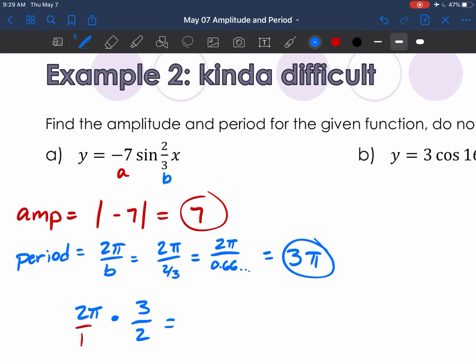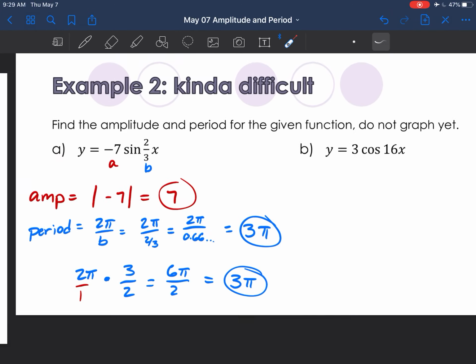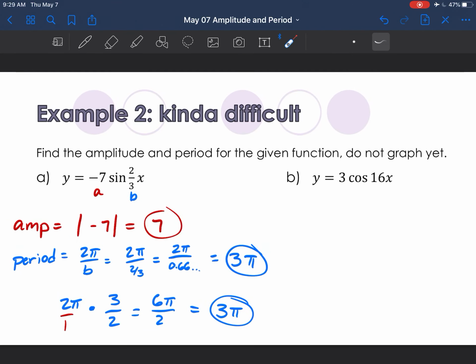So 2 pi times 3 is going to be 6 pi, and 1 times 2 is 2. Divide it, and you get 3 pi. I would prefer that you use this method, but obviously at this point it's just get whatever you can get, you know. So whatever you're more comfortable with. You should still get right around the same answer, even if you do the decimal.